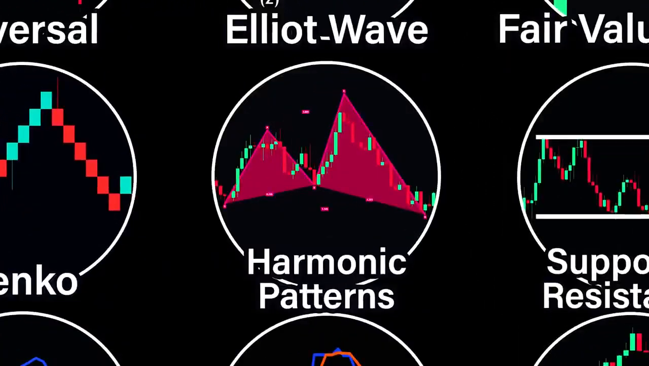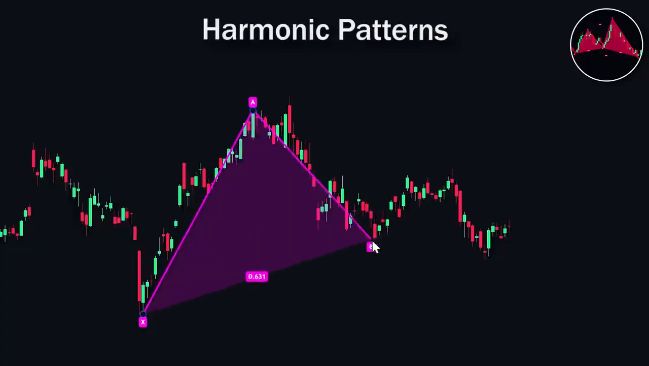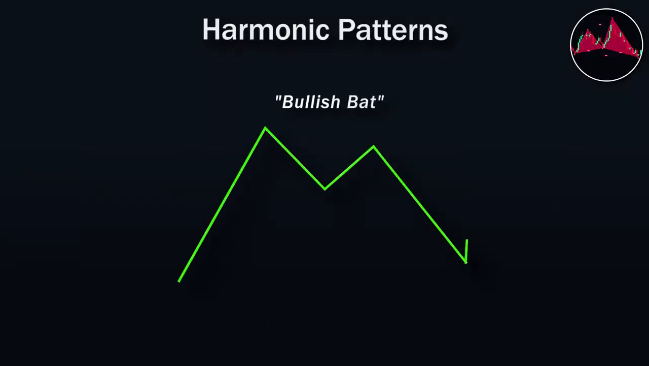Harmonic patterns. These are advanced price patterns that follow a specific shape based on Fibonacci numbers. Traders can then use these specific shapes to predict future price movements. For example, a bullish bat pattern is formed when price makes a series of 4 movements that is shaped like the letter M. Each point can be labeled as X, A, B, C, and D.